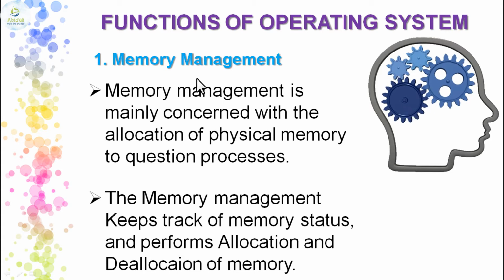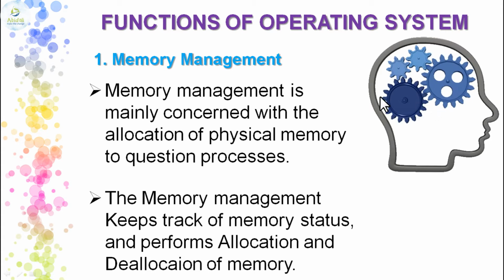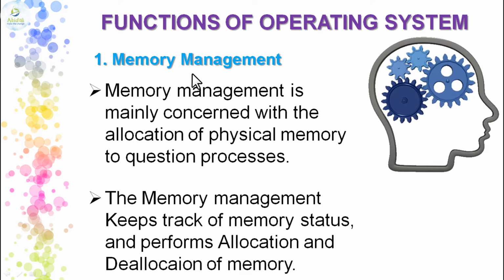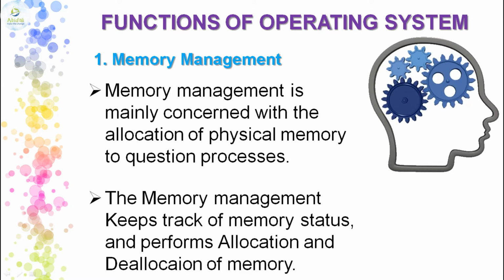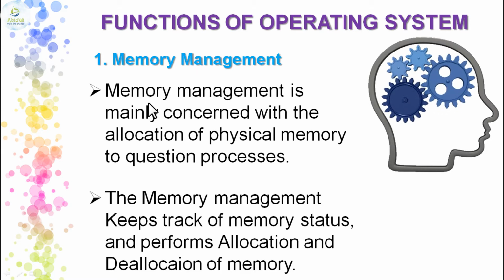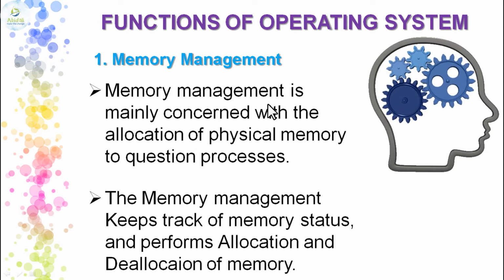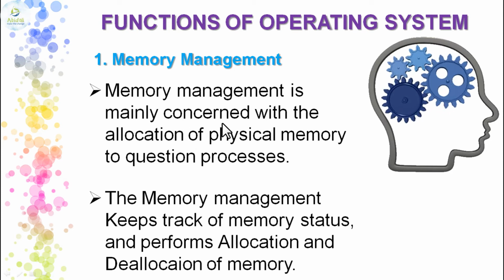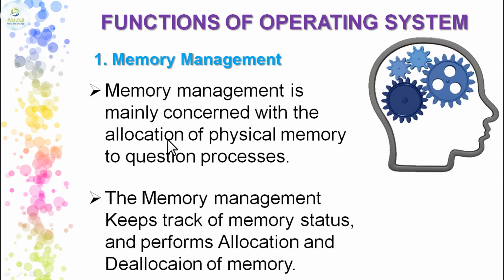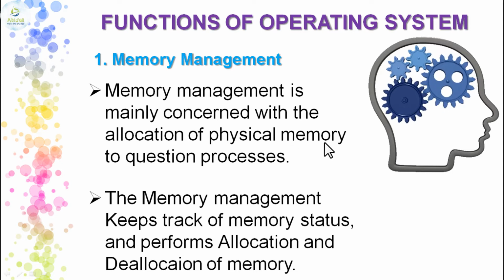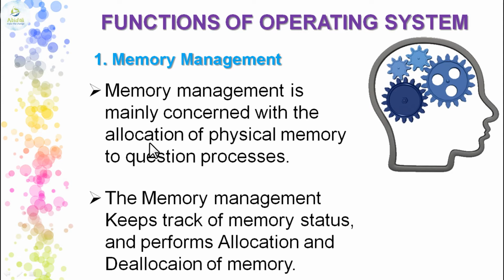There are active and inactive parts in the brain, but the computer cannot do that. Everything is important for the computer to be processed or stored. So memory management is mainly concerned with something called allocation of physical memory. What do we mean by the word allocation? Allocation is nothing but giving space, allocating or providing the memory space.